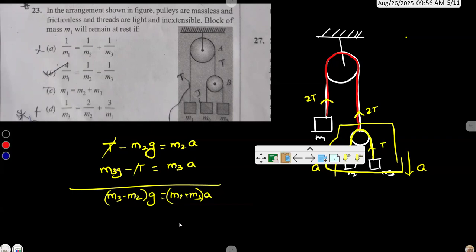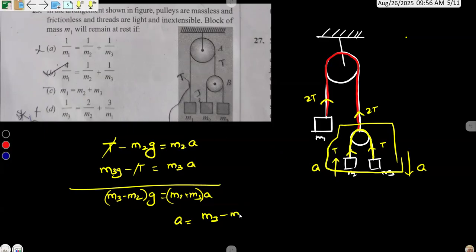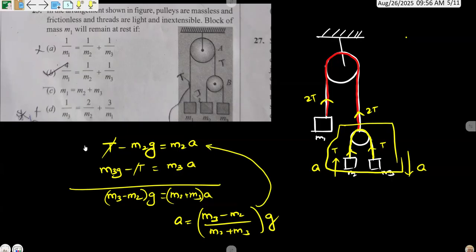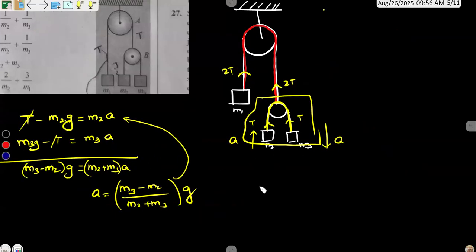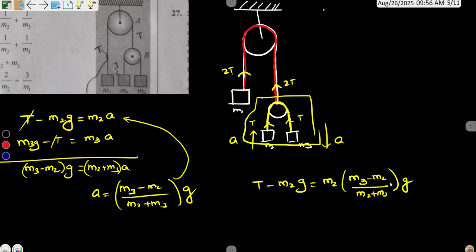Acceleration is equal to M3 minus M2 upon M2 plus M3 into G. This is my acceleration of the system. Now, using this acceleration, substitute in any one of the equations to get the tension value. Okay. Now let us write the tension value. Tension T minus M2G is equal to M2 into, in the place of acceleration, I am putting M3 minus M2 upon M2 plus M3 into G.